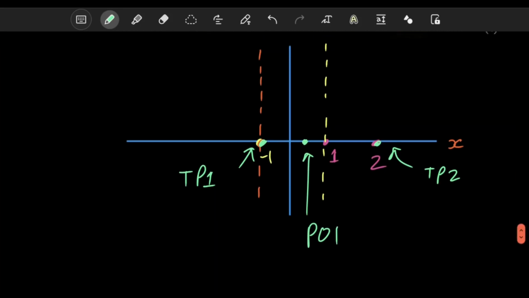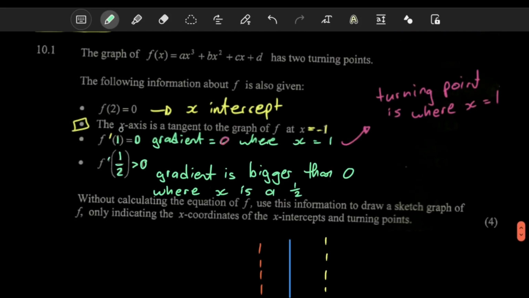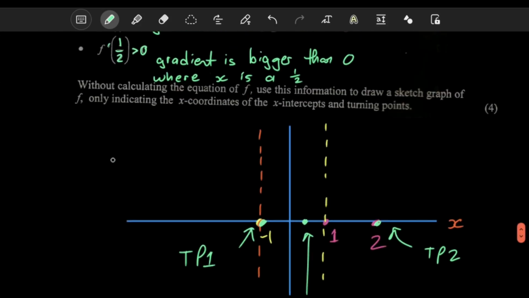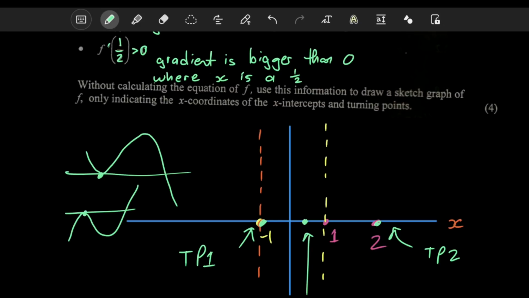The reason why we're saying this is a turning point is because here they said the x-axis is a tangent to the graph at x is negative 1, and we have just stated that what that means is somewhere at negative 1, your graph is going to have a turning point like that, or a turning point like that, because if the x-axis is a tangent to your graph, this is one of the scenarios you want to be thinking of.